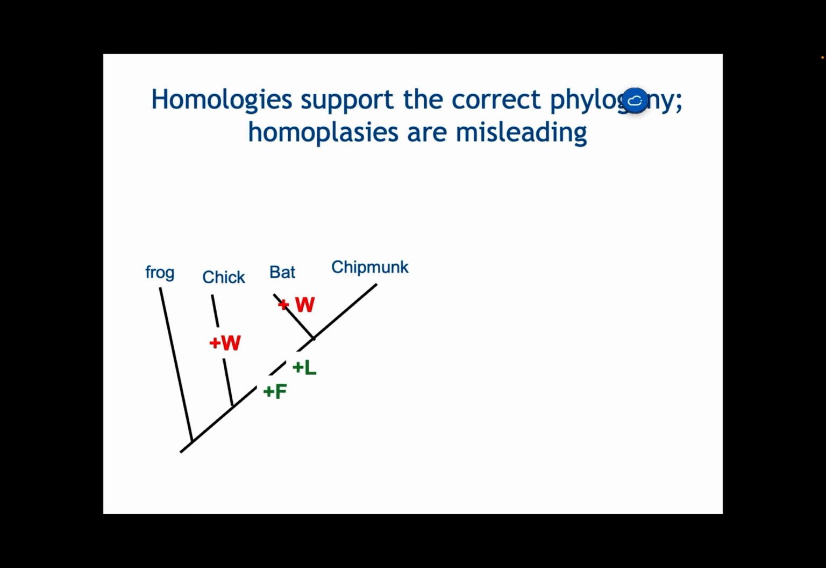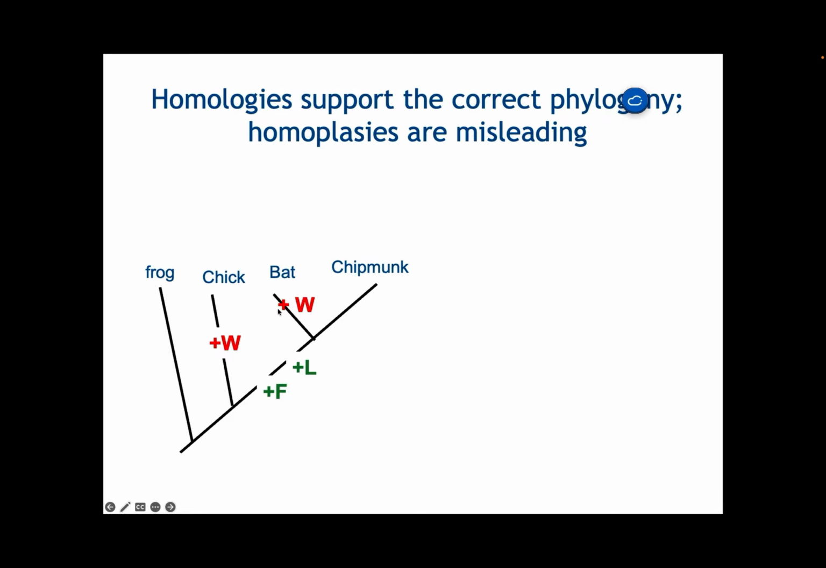Okay. So a homology is a trait that supports the correct phylogeny. A homoplasy is a trait that is misleading. And if you think back to the example that we worked out earlier in today's lecture, say, Beth, why did you make us study wings when we were looking at that? Because now, look, we know this is the right phylogeny, and you can see that wings are actually a homoplasious trait.